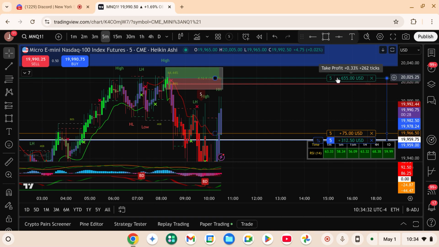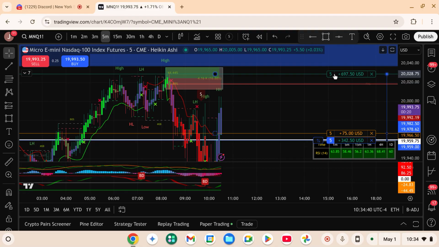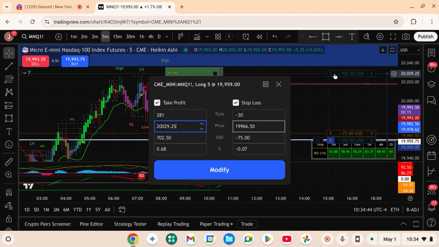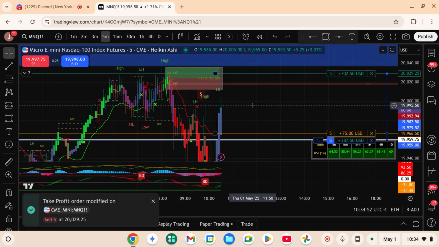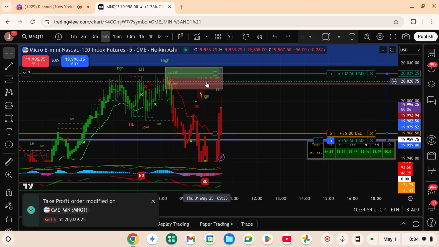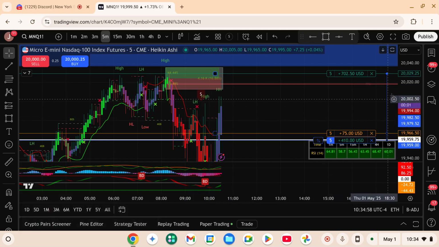Our take profit is 655 right now. Let's adjust it to like 700 or 702. Because if it comes in here with a lot of momentum, it's definitely going a lot higher.